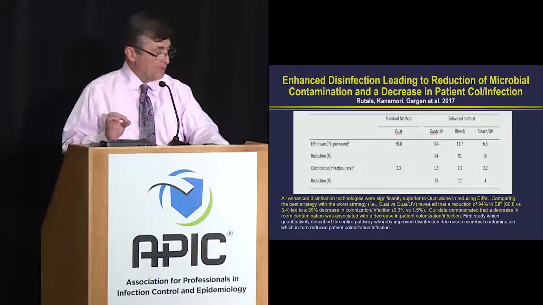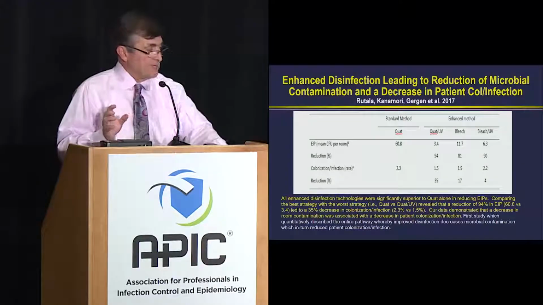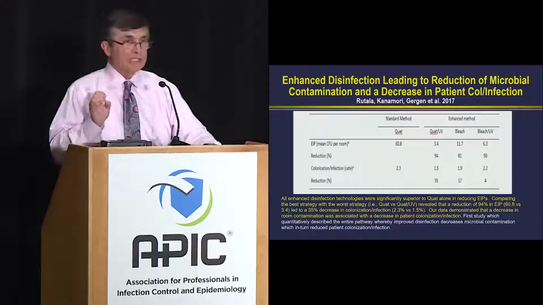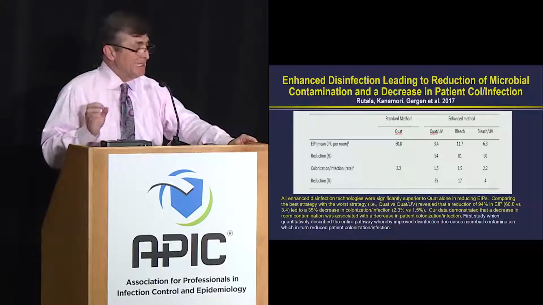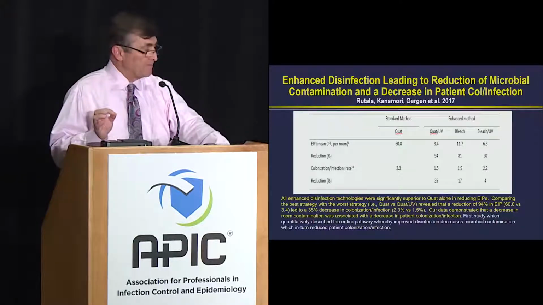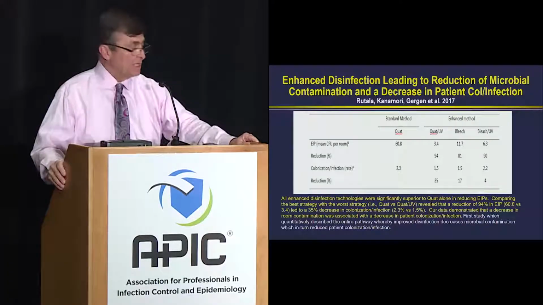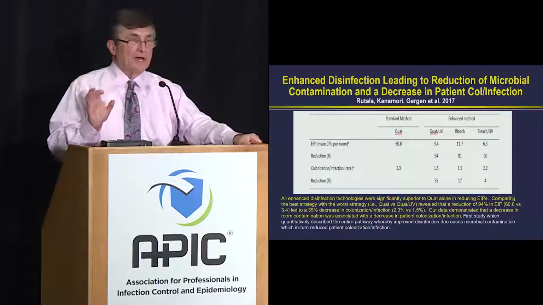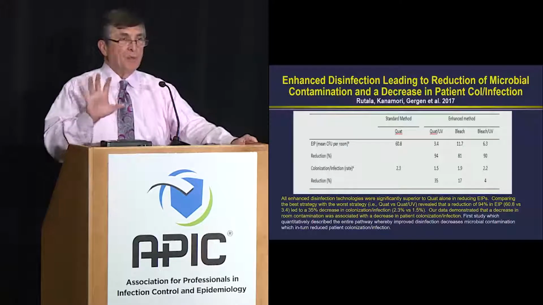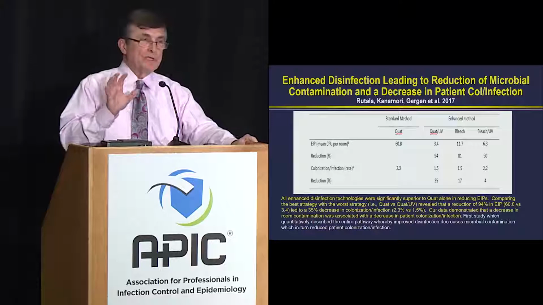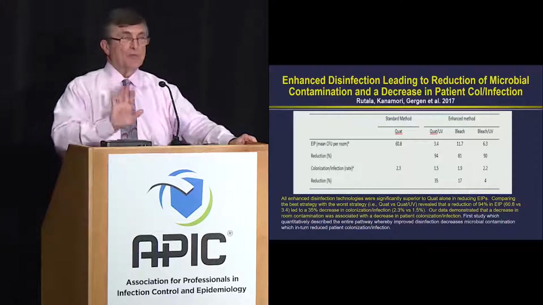Now let me show you one other thing, and this is probably going to be hard for you to see, but I'm going to try to explain it to you. These are data which essentially look at enhanced disinfection leading to reduction of microbial contamination and decrease in patient colonization and infection. I'm not sure how well you can see it, but at the top it talks about epidemiologically important pathogens. And you may be able to see, some of you, a number of 60.8. That's the number of epidemiologically important pathogens we found with RODAC plates in these patient rooms that were being evaluated on contact precautions.